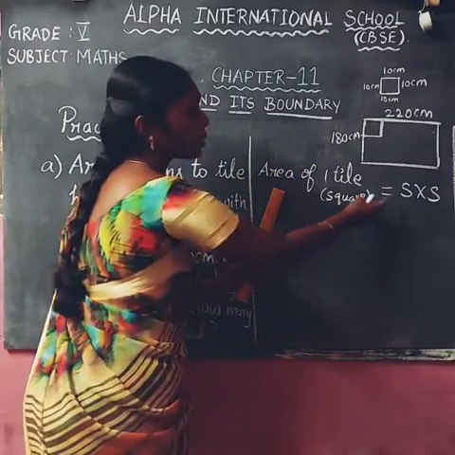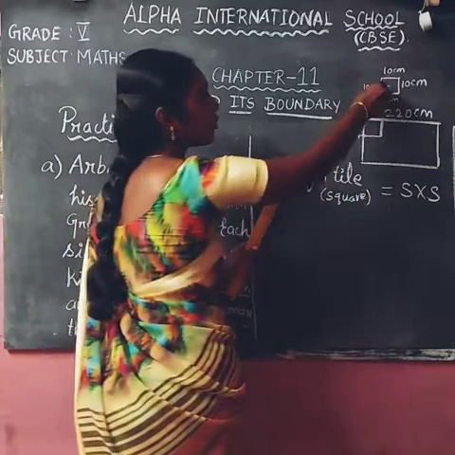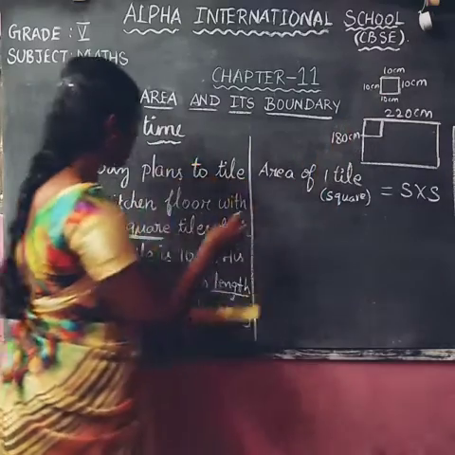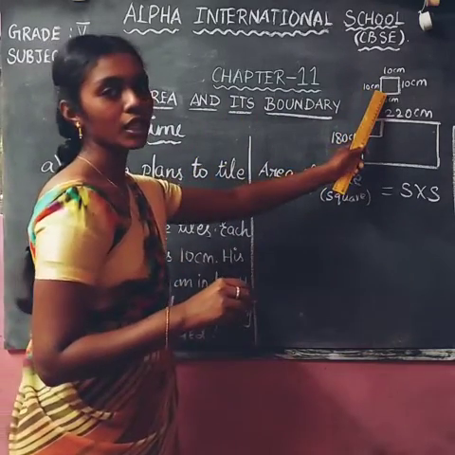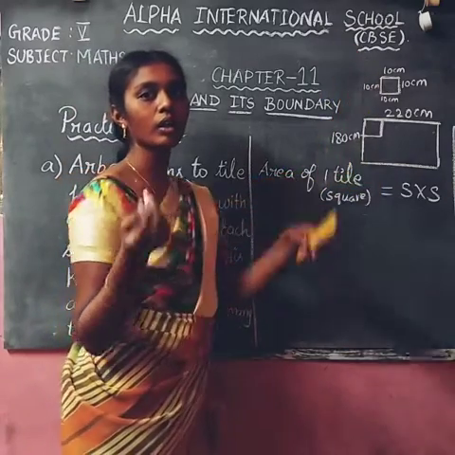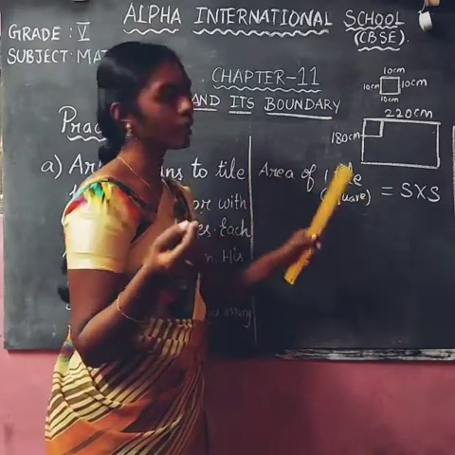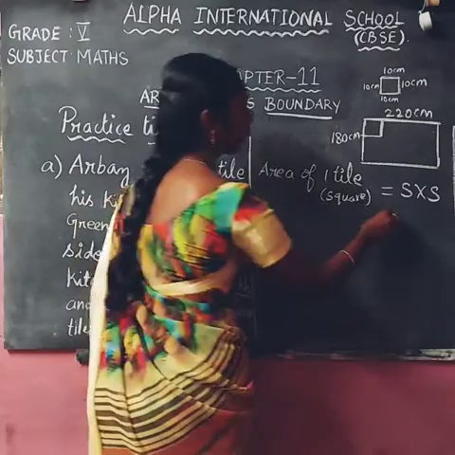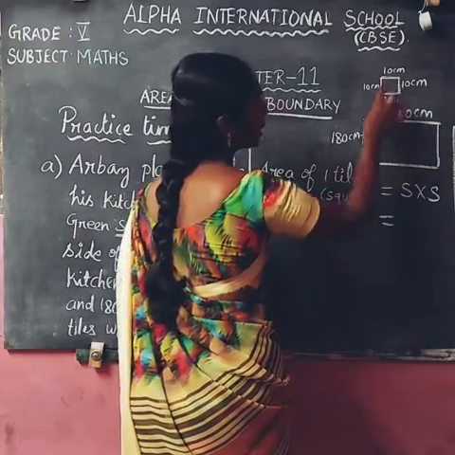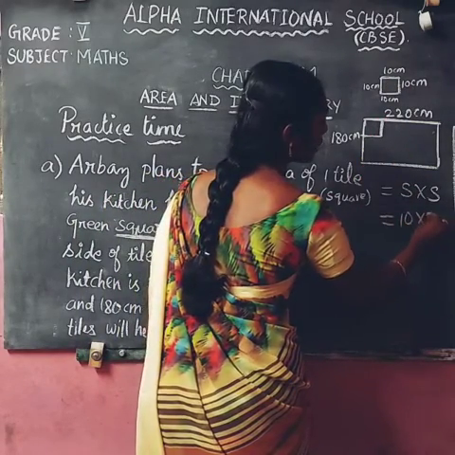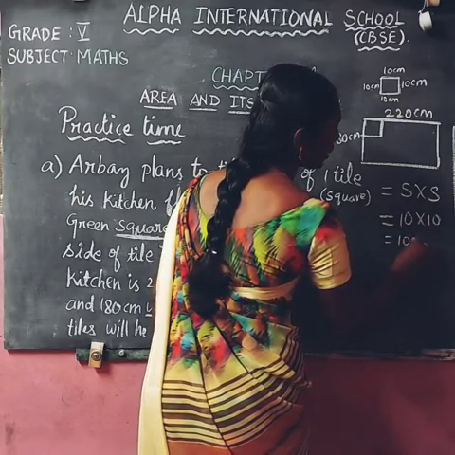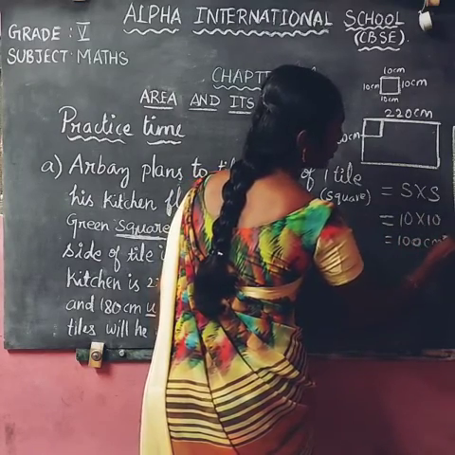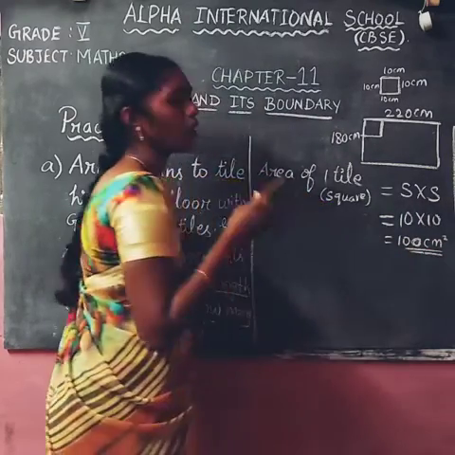Why am I using the formula of a square? Because the tile is in square shape, as they have given in the question itself: square tiles. So to find the area, we want to find the area of the square. See here, what is the side? 10 into 10. So the area of the square is 10 into 10, which is 100 centimeter square. This is the area of the tile.